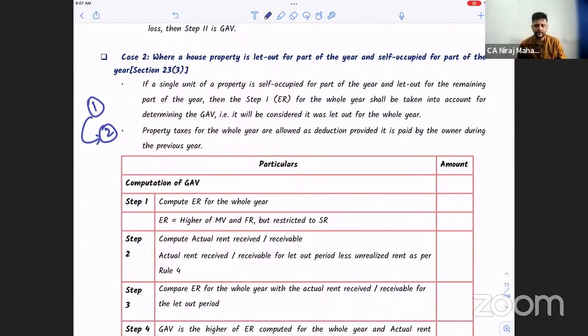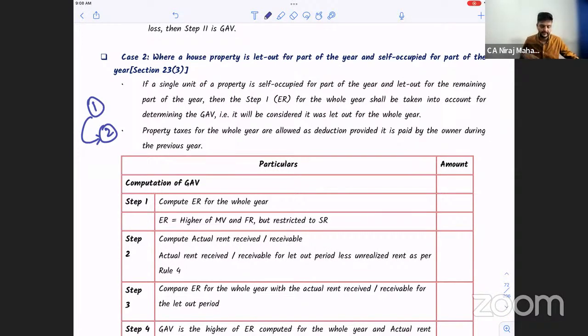So house property number 1, for some months it was self-occupied and for some months it is let out. It can be vice versa also. Vice versa means he was staying in house property number 2, house property number 1 was always given on rent, and then at the end of the year or later on, he shifted again to house property number 1. Anything can happen. Clear? So basically a property was both SOP and let out. Yes, everybody? Clear? All right.